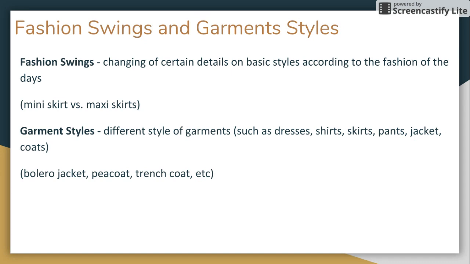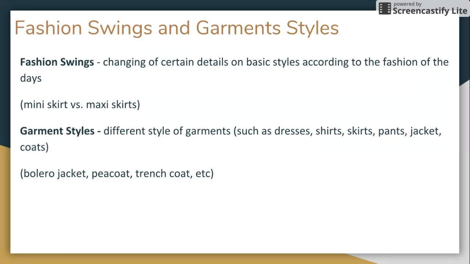Fashion or garment style, on the other hand, is like different types of garments. So dresses, shirts, skirts, pants, jackets. So for example, a jacket might have multiple different styles to it. So like a bolero jacket or a pea coat look totally different versus a trench coat. So these things are variants on a particular style.